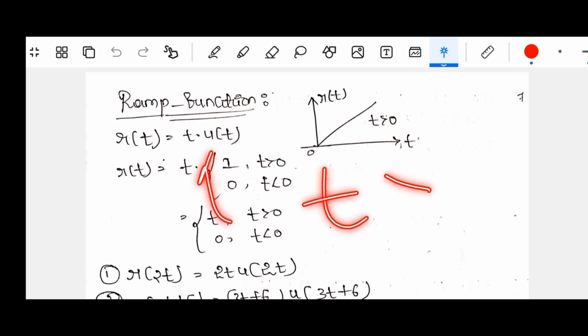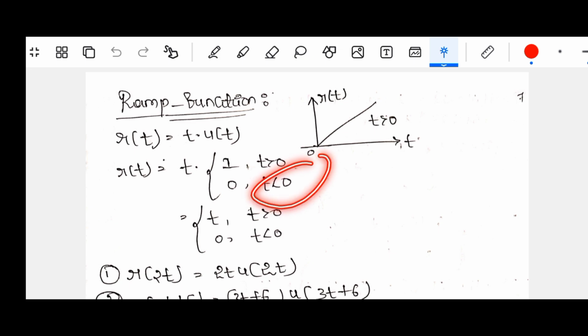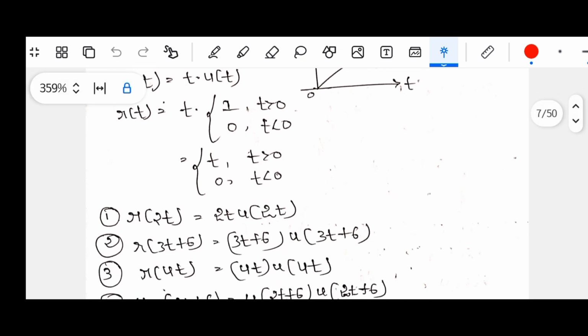The u of t formula: if t is greater than 0, it will be 1. If t is less than 0, it will be 0. So multiplying this outside t into inside, we'll get t when t is greater than 0, and it will be 0 when t is less than 0.